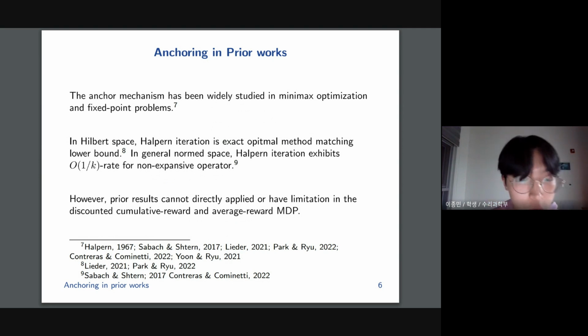However, I also just want to point out that these results cannot directly apply to the MDP setup, which is the Markov decision process setup. For instance, the analysis in Hilbert space requires an inner product operation. But in discounted MDP, when we argue about the convergence of value iteration, the L infinity norm should be considered, and the L infinity norm does not come from an inner product. For this reason, the analysis in prior works cannot be directly applied to this Markov decision process setup.